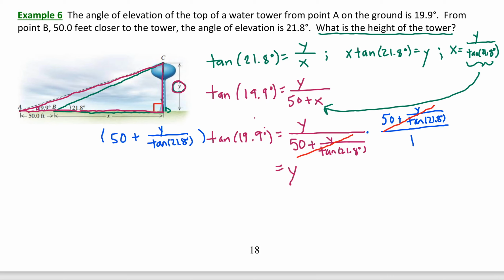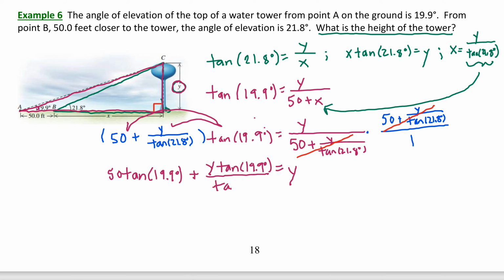Now on the left side, we've got two terms times a single term. So let's break up these parentheses with the distributive property. So we're going to end up with 50 times tangent of 19.9 degrees plus y times tangent of 19.9 degrees divided by tangent of 21.8 degrees.